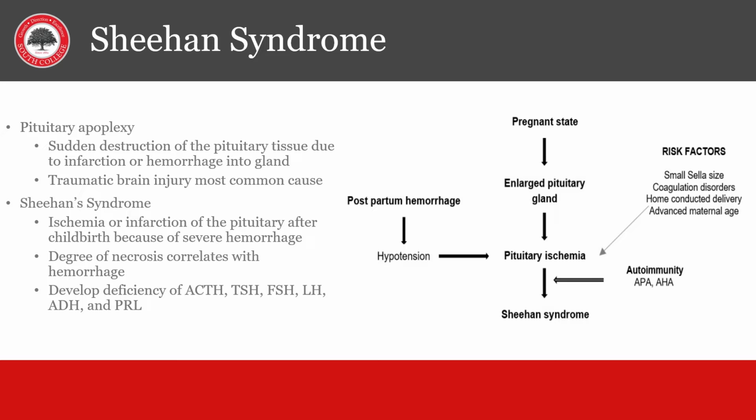Sheehan syndrome is ischemia or infarction of the pituitary gland, resulting in destruction of the gland and loss of pituitary hormones, which have to be replaced. This is a form of panhypopituitarism. It results from loss of blood to the pituitary during hypotension in pregnancy from hemorrhaging, or an enlarged pituitary and small sella, causing the gland to be crushed and injured.